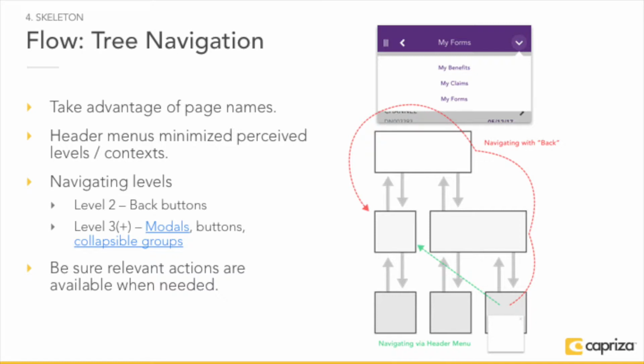Also, header menus are useful to minimize perceived levels. Without them, the user must navigate back several times to go down a branch of the tree. With a header menu, the user can reach the same page in a fraction of taps. To simplify the navigation, try to use modals for level 3 and above. And lastly, always be sure relevant actions are available when needed, such as navigational controls or main action buttons.